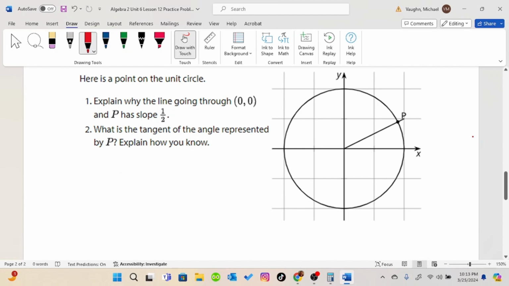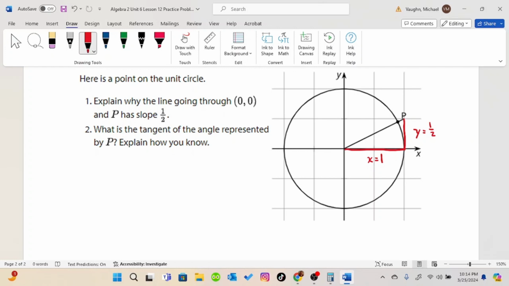Here's a point on the unit circle. Number 1, explain why the line going through 0, 0 and P has a slope of 1/2. If you notice, this makes a triangle where y equals 1/2 and x equals 1.